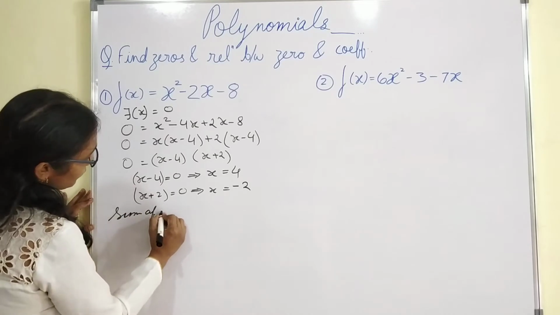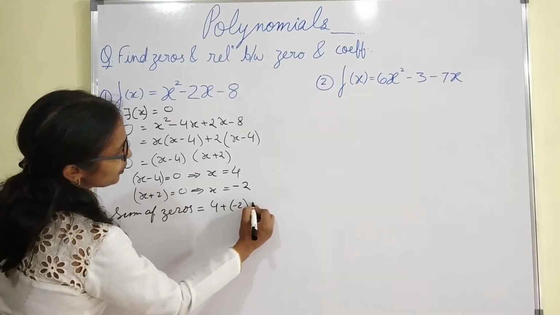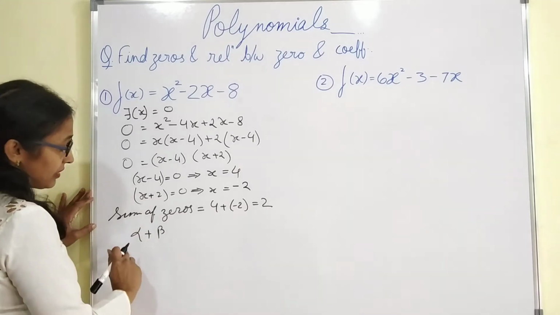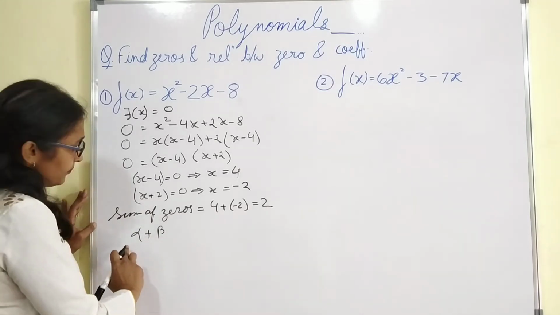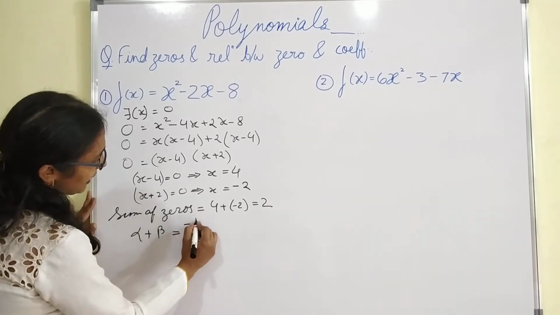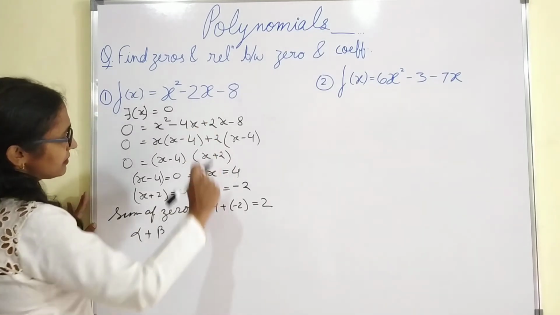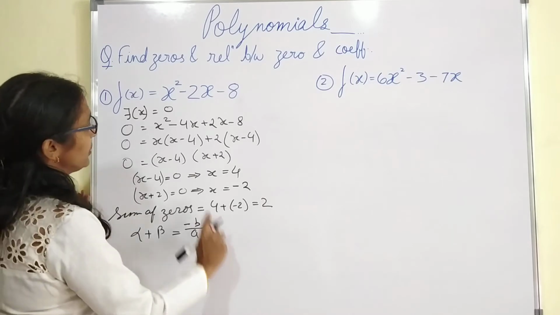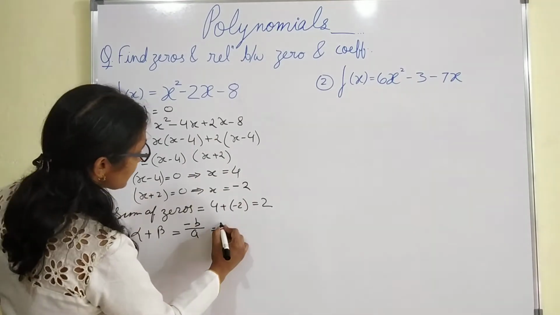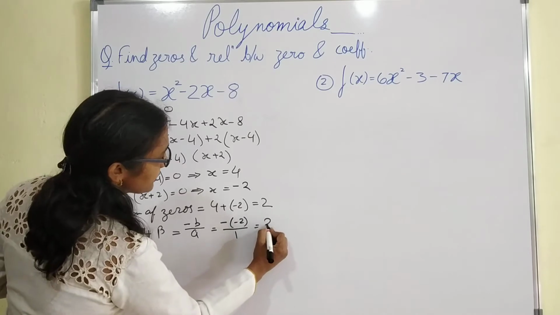Sum of zeros. Sum of zeros is 4 plus minus 2, that is 2. Now, in an earlier video I told you, let the zeros be alpha and beta. So, sum of zeros is minus b upon a, that is, coefficient of x divided by coefficient of x square, with a minus sign. So minus b upon a: the value of b is minus 2 and a is 1, that is 2.